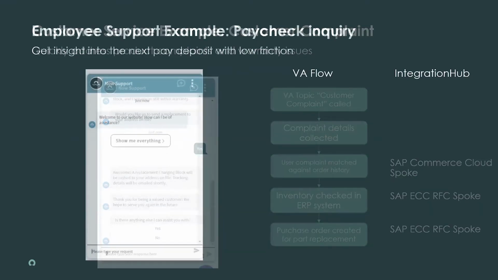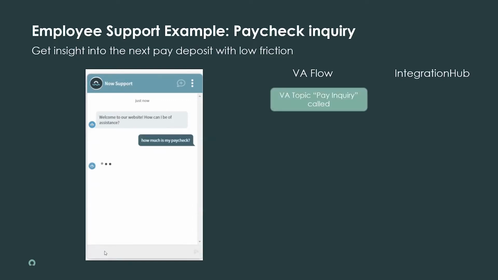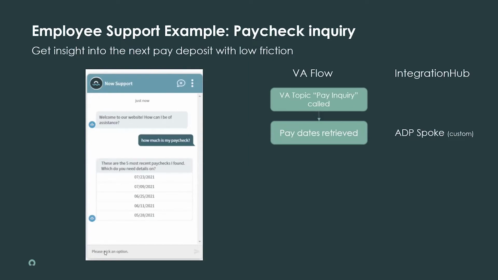All right, let's look at supporting internal employees. In this case, we have somebody who has a pay question. They want to know how much is on their paycheck. I think it's a valid question. Now, of course, we're not storing paycheck information in ServiceNow, but we know who ADP is. So we'll reach out to ADP using their APIs.